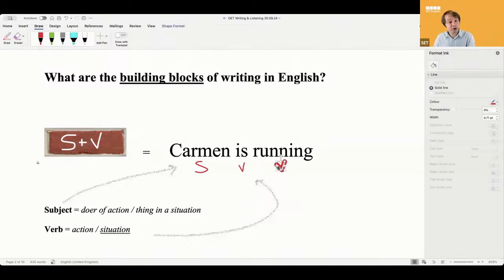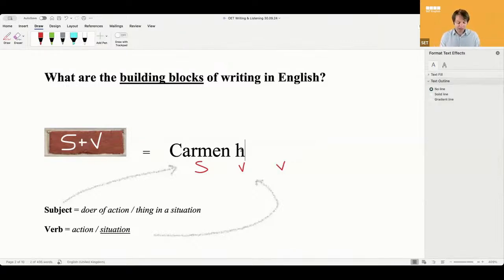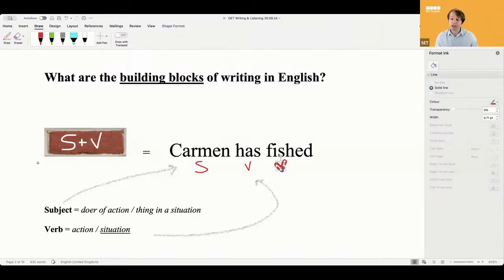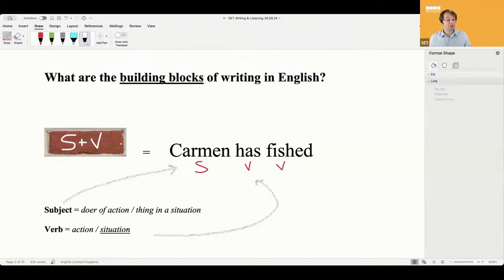But yeah, it's the same. Sometimes we say subject verb verb. Okay. Or Carmen has fished, like that. Again, we have two verbs. That doesn't matter. You can always add two verbs. It's okay, right? So that doesn't really change anything. Great question. Anyone else with any simple questions like this?